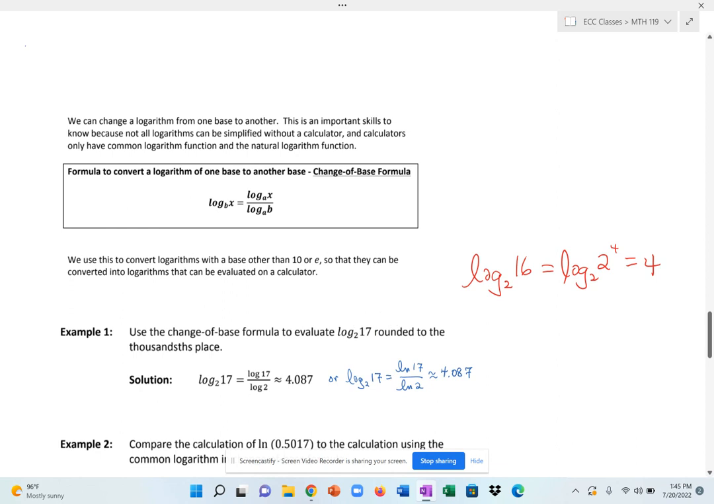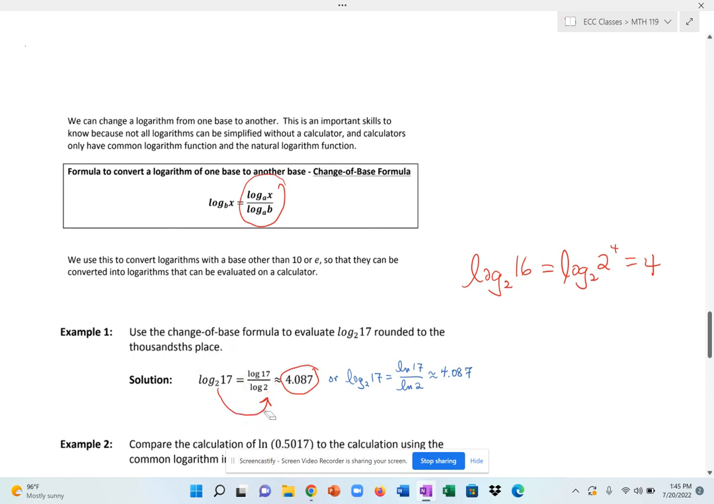And I don't have a log base 2 in my calculator. So I'm going to use this formula. So I'm going to convert this to a common logarithm. So using this formula, it's the log of 17 divided by the log of 2. This you can plug into a calculator, and so that means that log base 2 of 17 is approximately equal to 4.097.